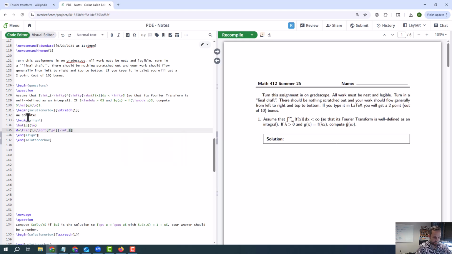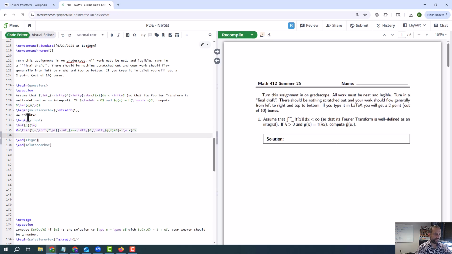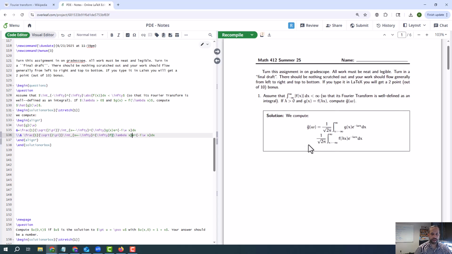So it's going to be the integral, x going from minus infinity to positive infinity, g of x e to the minus i omega x dx, and then it's like, okay, well, what is g equal to? Just going to copy and paste. What is g of x equal to? Well, g of x is f of lambda x. Like this. So let's save it and make sure that I've got everything looking right. I don't. I forgot the equal sign there.